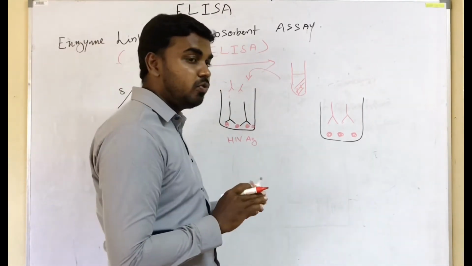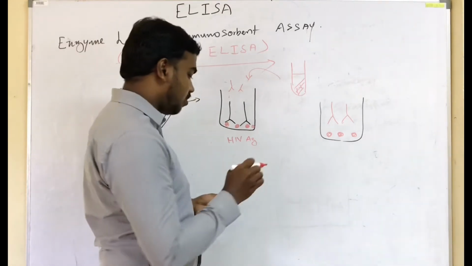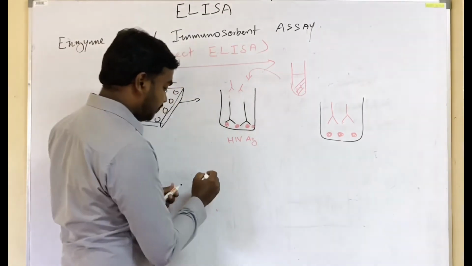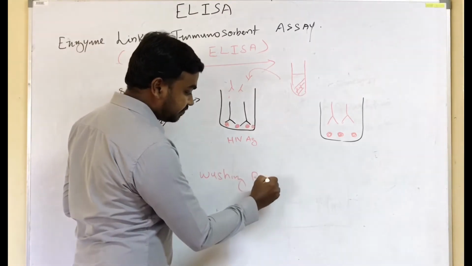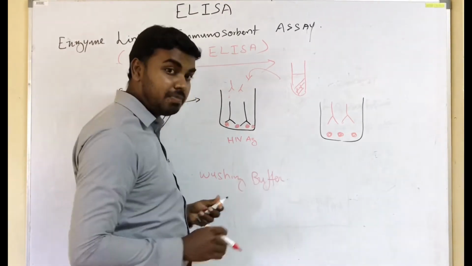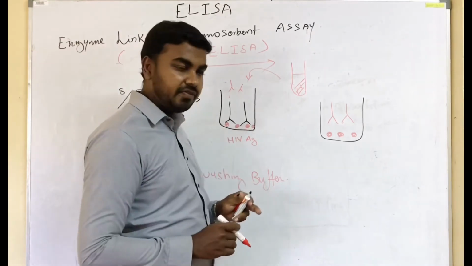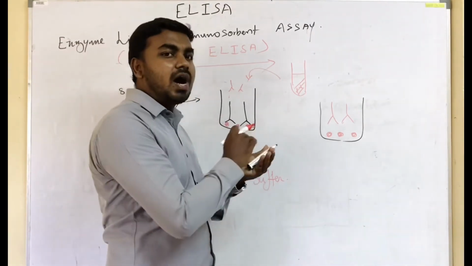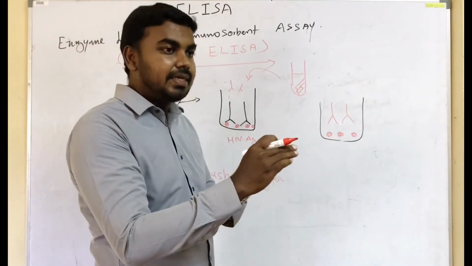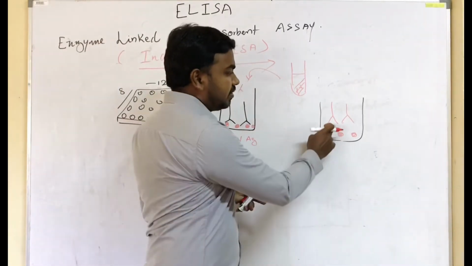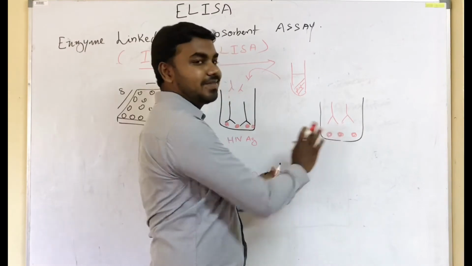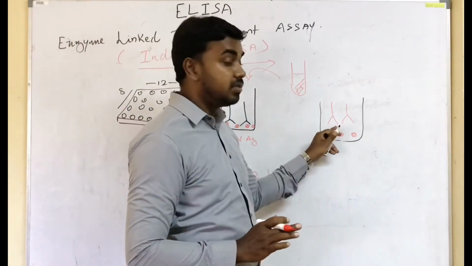So what we do, we wash. We use washing buffer. By using the washing buffer, we will just remove unbound antibodies. Am I right? The same way, the antigen-antibody reaction doesn't occur here because it doesn't have what?